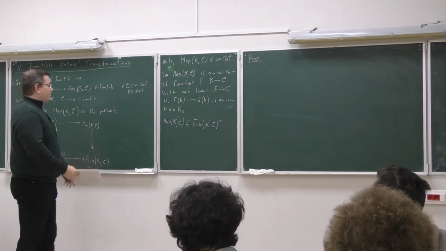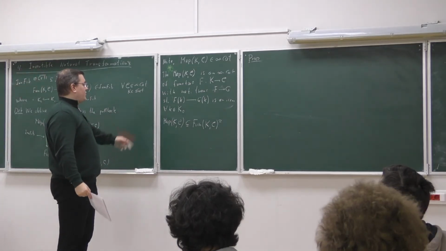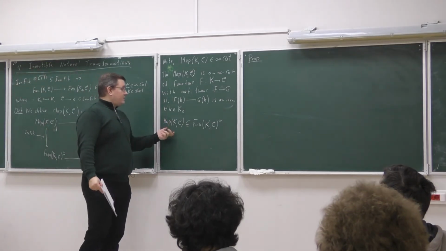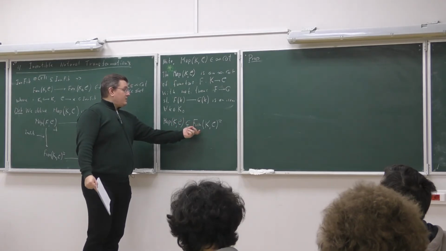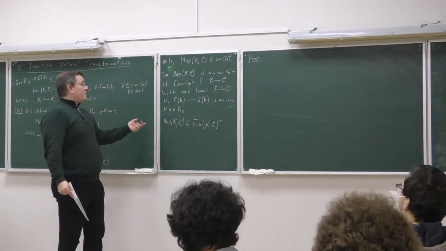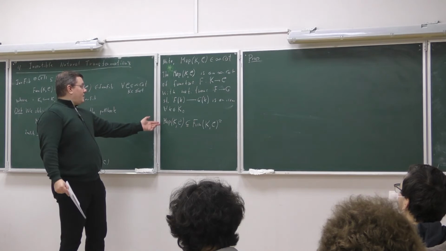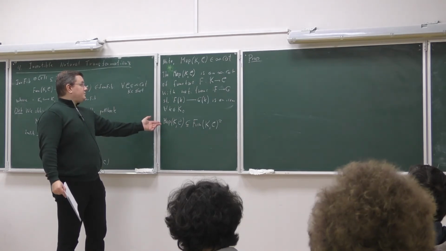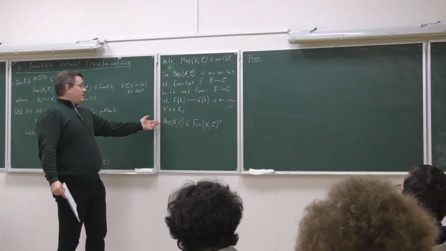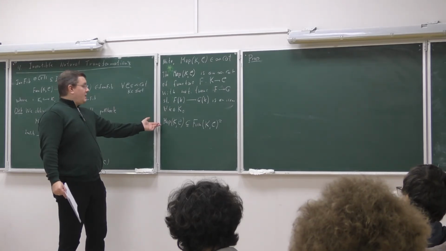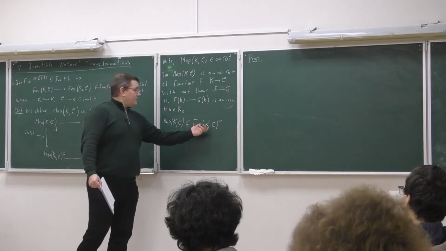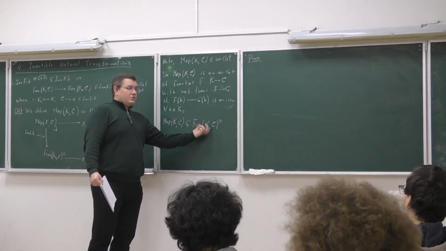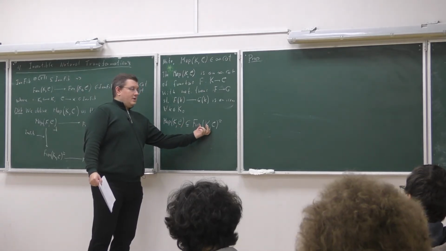Well, just because of this interpretation: objects here are functors, objects here are functors. Here you assume that for every component you have isomorphisms, and here you assume that all the natural transformations are isomorphisms.